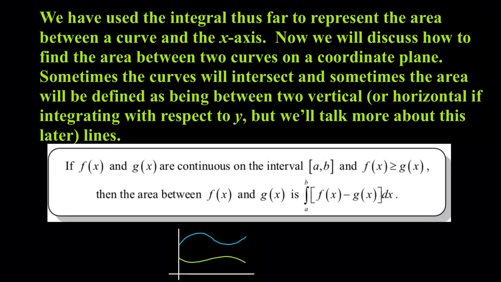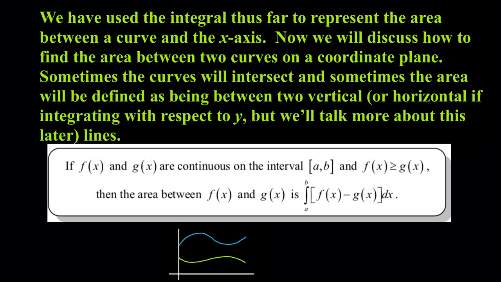This section is going to be covering the area between two curves. And so we have used the integral so far to represent the area between a curve and the x-axis. Now we're going to discuss how to find the area between two curves on a coordinate plane. And sometimes your curves are going to intersect, and sometimes the area is going to be defined as being between two vertical lines, or could be horizontal lines, depending upon the orientation of your curves.